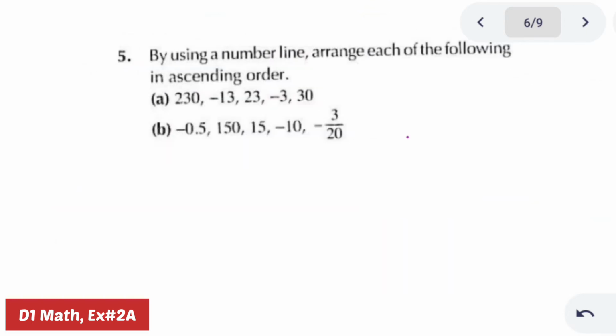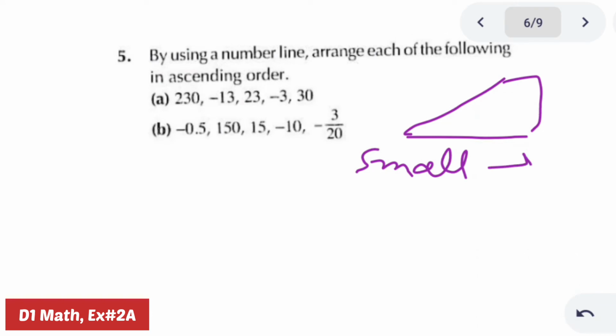The next question is, by using a number line, arrange the following in ascending order. So first we have to understand the concept of ascending order. Ascending order is the order in which the numbers start from the smaller and gradually become bigger. So this is called the ascending order. The numbers start from smaller and go on until they become bigger and bigger. So the number line concept can easily be used to arrange these numbers.